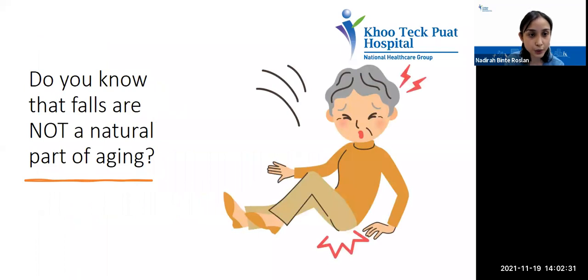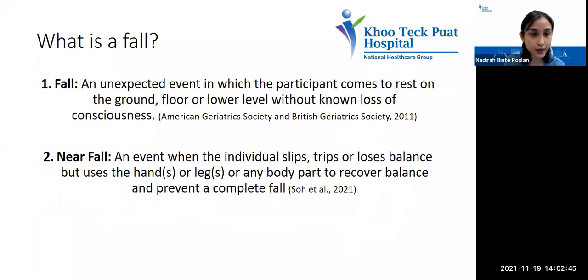So firstly, do you know that falls are not a natural part of aging? While many factors increase the risk of falling as we age, falling is not a normal part of aging and most falls can actually be prevented. So what is a fall? A fall is defined as an unexpected event in which the participant comes to rest on the ground, floor or lower level without known loss of consciousness. A near fall is an event when the individual slips, trips or loses balance, but uses their hands or legs or any body part to recover balance and prevent a complete fall.